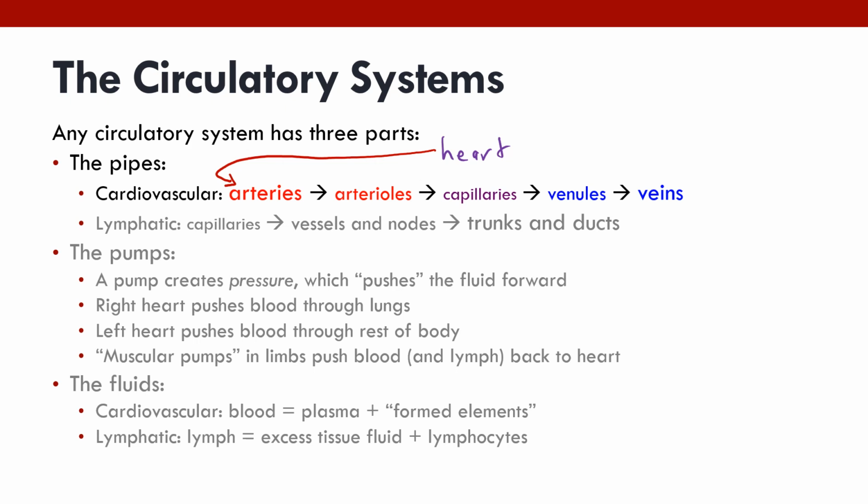The wall thickness is thin enough that oxygen and carbon dioxide and nutrients and waste products can all diffuse across these walls. As blood leaves the capillary beds, it's collected into venules. Venules then exit the organ usually, or at least collect the blood from the organ into a vein that drains that organ. And then the veins send blood back to the heart.